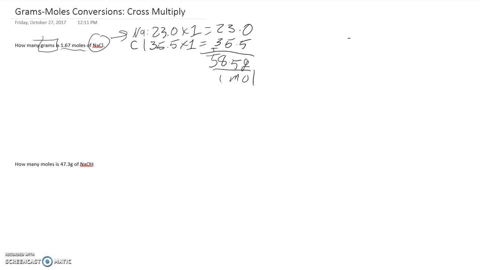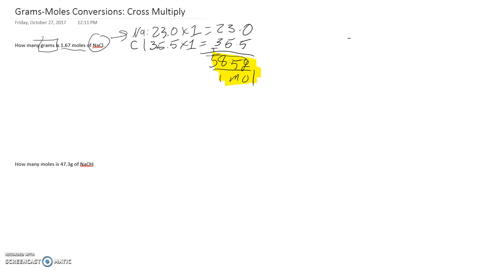So here the first problem says how many grams is 1.67 moles of sodium chloride. I'm going to underline the 1.67 because that's what it gives me. I'll look for grams. So for this, in order to do this problem, I need to know what the molar mass of sodium chloride is. So I'm going to look that up on my periodic table, and then I will write that right here. And here we have it. I got 58.5 grams for every 1 mole.